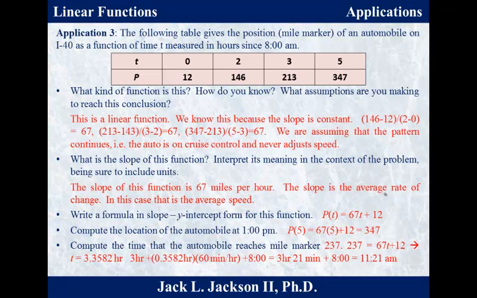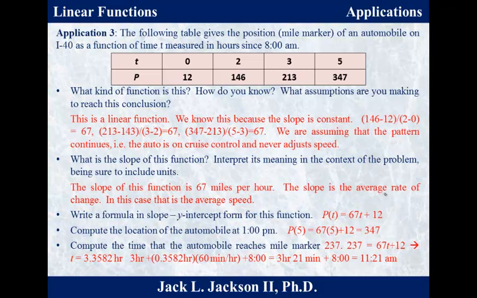All right, the first one: this is linear, and we know this because we figure the slope. Between the first two points, delta p over delta t is 146 minus 12 over 2 minus 0, which turns out to be 67. Between t equals 2 and t equals 3, we do 213 minus 146 over 3 minus 2, and you get 67. Likewise, the slope between the last two is 67, so the slope between any two of these points is 67.